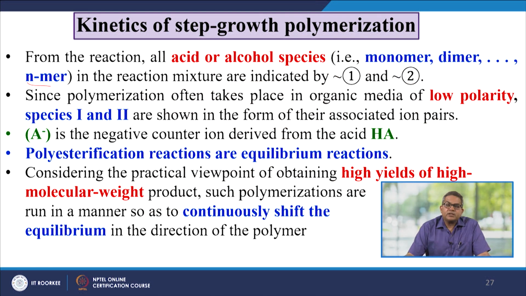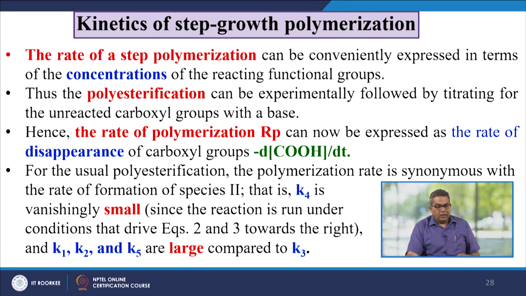Now, polyesterification reactions are equilibrium reactions, and from the practical viewpoint, to obtain high yields of high molecular weight product, such polymerizations are usually run in a manner so as to continuously shift the equilibrium in the direction of the polymer. Now, the rate of step polymerization can be conventionally expressed in terms of the concentration of the reacting functional groups. Therefore, the polyesterification can be experimentally followed by titrating the unreacted carboxylic group with a base. Therefore, the rate of polymerization, that is Rp, can now be expressed as the rate of disappearance of carboxylic group, that is minus d[COOH] over dt over the period of time t.